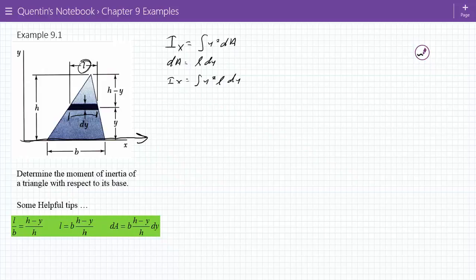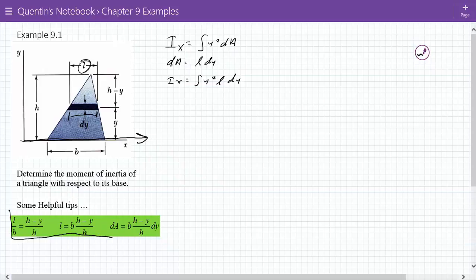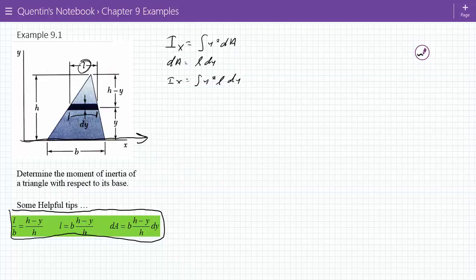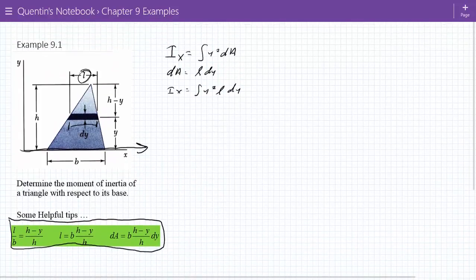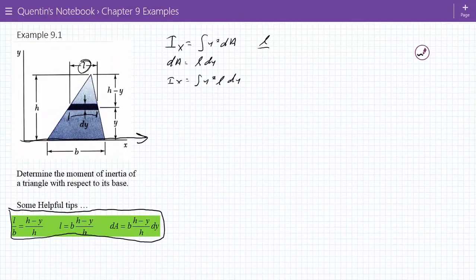Now here's the problem. We need to know what L is with respect to y and h, and in this case, we know it. We put some of these helpful terms, and this is just by using similar triangles. You can go through and convince yourself that this is true. We're going to start with this first one. L over B is equal to h minus y over h. It's saying that this triangle right here is similar to the big triangle right here. Fair enough.